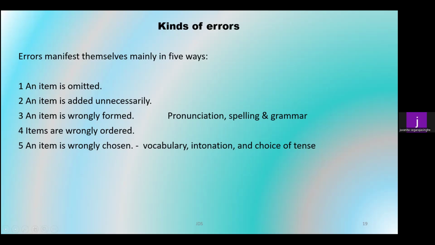Tense. Now I want you to just note down these 5 kinds of errors, because in the following slide we will be attempting a task. For that, you have to name those sentences, whether they are having an item omitted or whether they are having an item wrongly formed, like that. So just make a note of all these 5 kinds of errors.